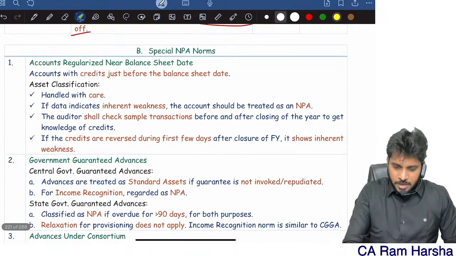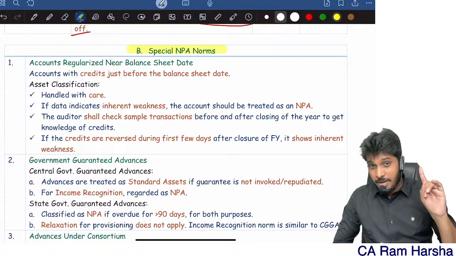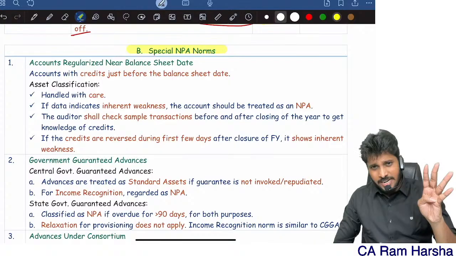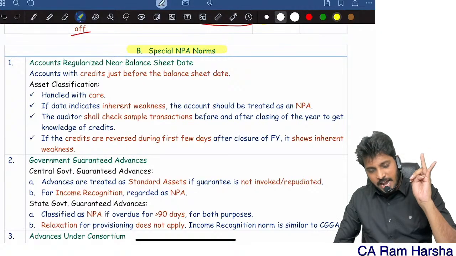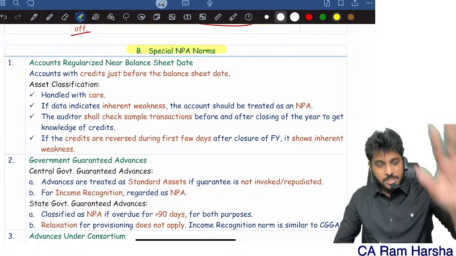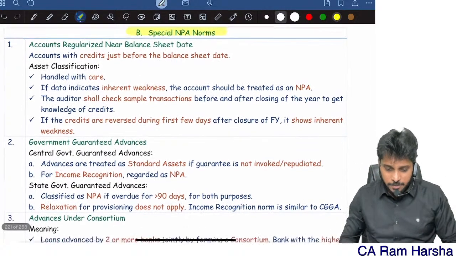Next. Now, this is the standard NPA norm. What is the normal NPA norm? Term loan more than 90 days overdue, bills purchased more than 90 days overdue, cash credit and overdraft out of order. These are the cases. Apart from this, there are some special NPA norms. What are the special NPA norms?